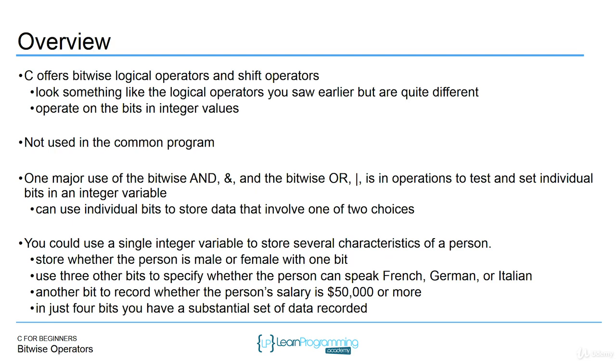So basically, we specified 5 bits of data. Only 5 out of whether we have 32 or 64 bits, but we only used 5, and we were able to represent whether a person is female or male, whether they speak French, German, or Italian, or all 3, or one or the other, and whether they're making more than $50,000. We can represent all that data in our bits. And this is where the bitwise operators come in handy.